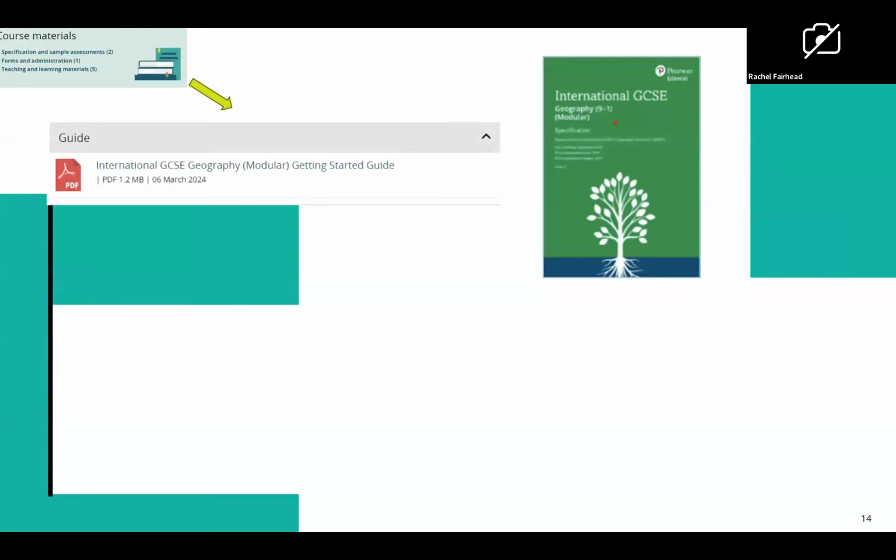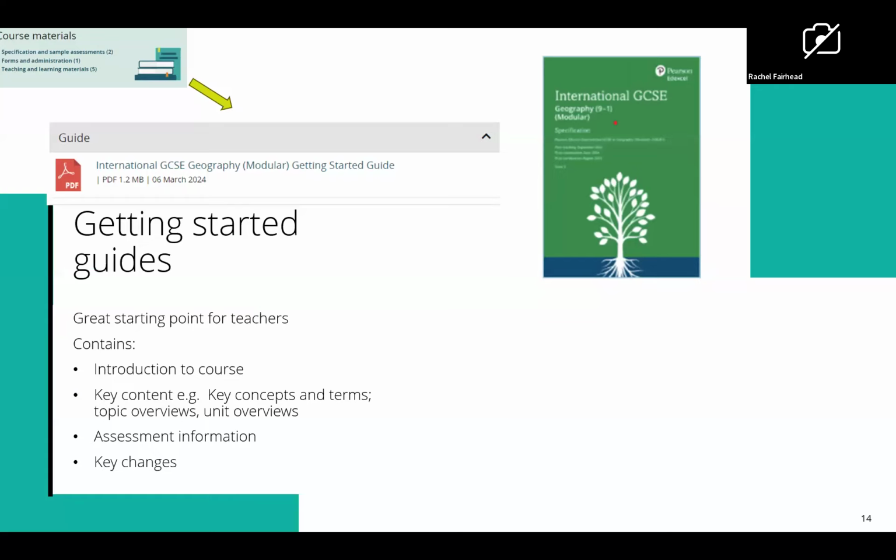You've also got a lot of different course materials as well. For example, you've got a getting started guide, which is invaluable in terms of what you need to do to get your course up and running, what the big issues are, how to plan, etc. So it gives you an introduction to the course. You've got key concepts and terms, topic overviews, unit overviews, the sorts of things that you might very well give to students. It also gives you assessment information, and any key changes and developments. That's a good place to start, as it introduces the course and gives a plan of what the course is about.